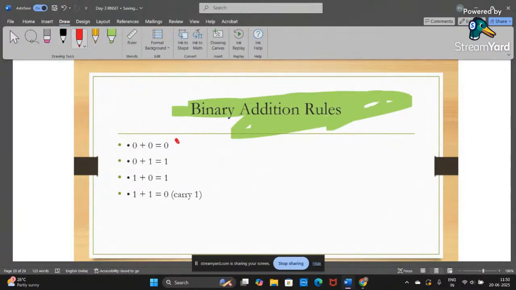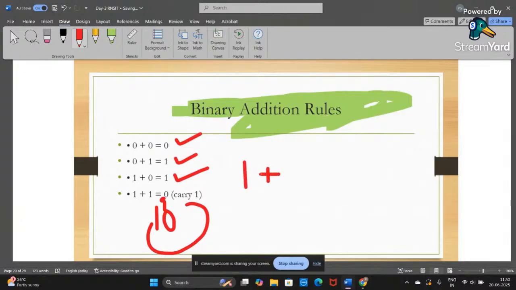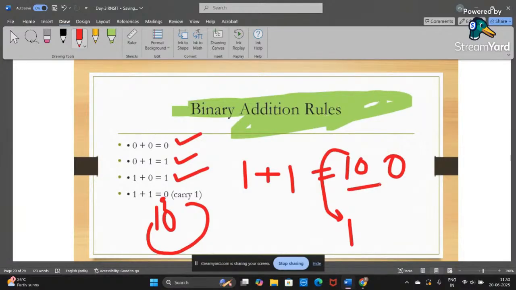0 plus 0, it is 0. 0 plus 1, it is 1. 1 plus 0, it is 1. 1 plus 1, it is 10. But we'll take 0 here and the 1 will be carry. Okay, remember that 1 plus 1 equals 10. But we'll take only the 0. This one will be carried over to the next one. So 1 plus 1 will be written as 0. The 1 will be carried over to the next one. Got it? Okay.